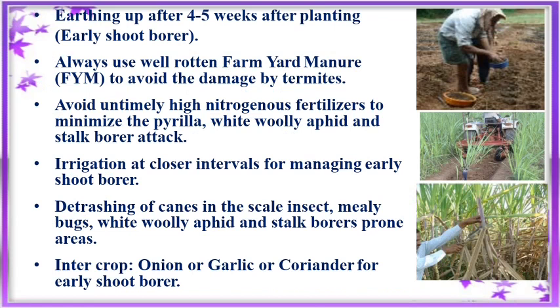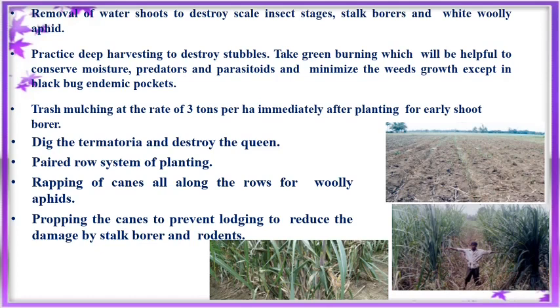Then earthing up is a practice to avoid early shoot borer infestation. Always use well rotten FYM to avoid termite and root grub damage. Then avoid excessively high nitrogenous fertilizers. Then irrigation at closer intervals for managing the early shoot borer. Then the detrashing practice also helps to avoid the infestation of sugarcane woolly aphids and stalk borer. Then intercropping with onion, garlic and coriander to avoid the infestation of early shoot borer. Then removal of water shoots to destroy the scale insects.